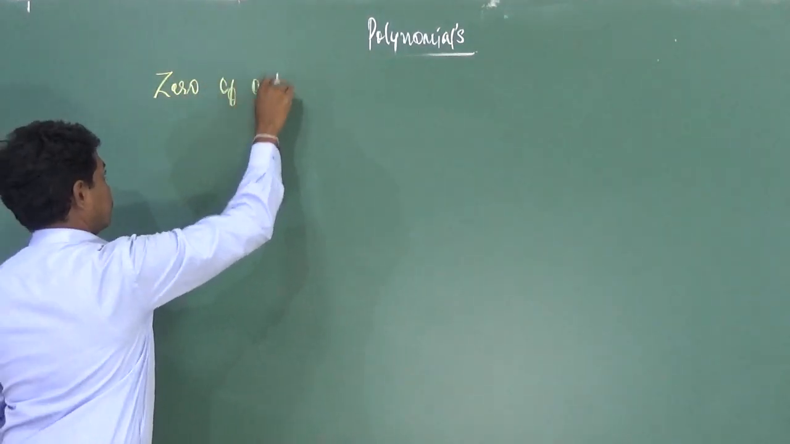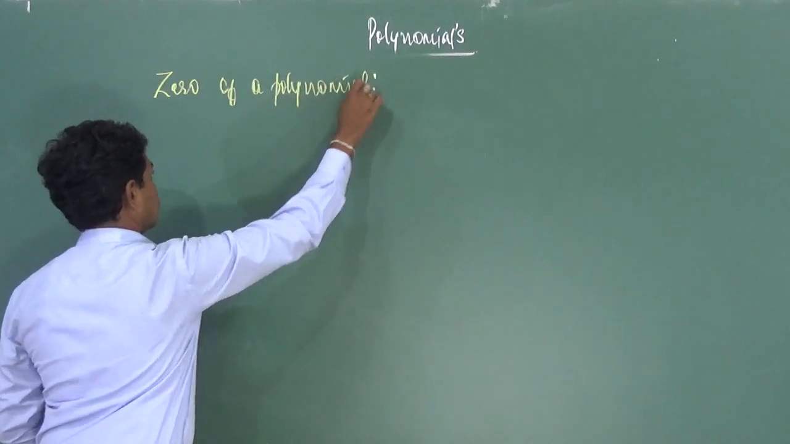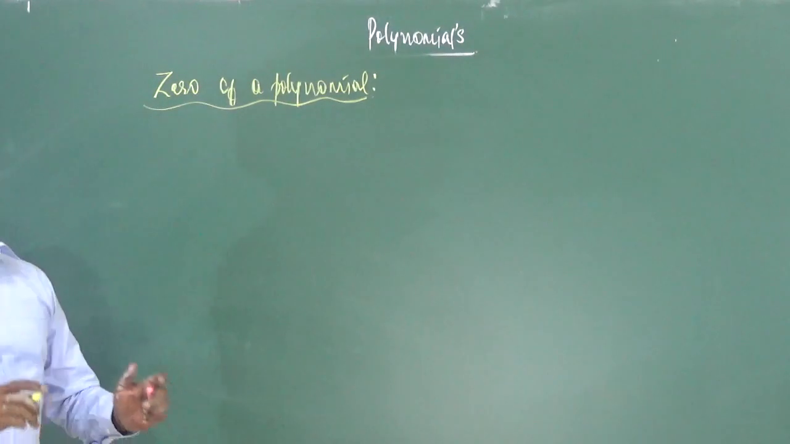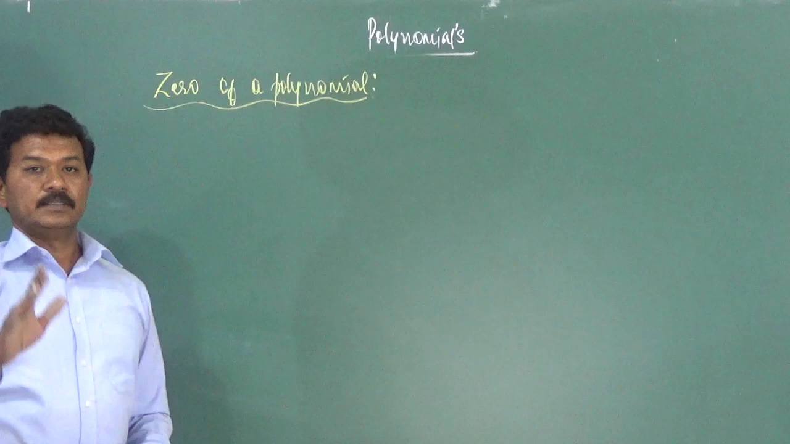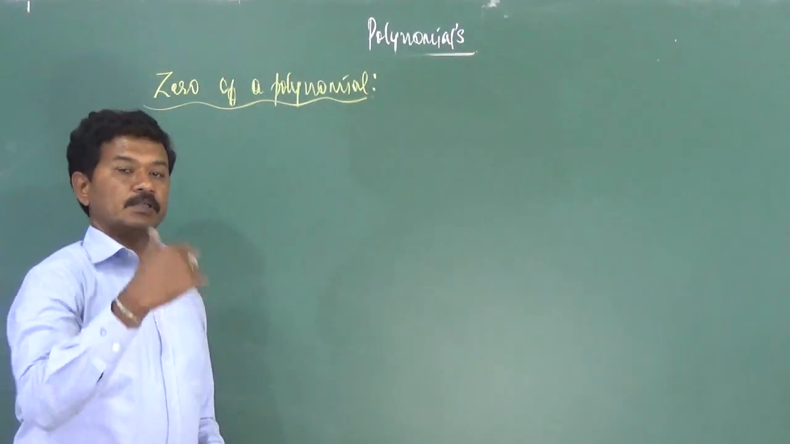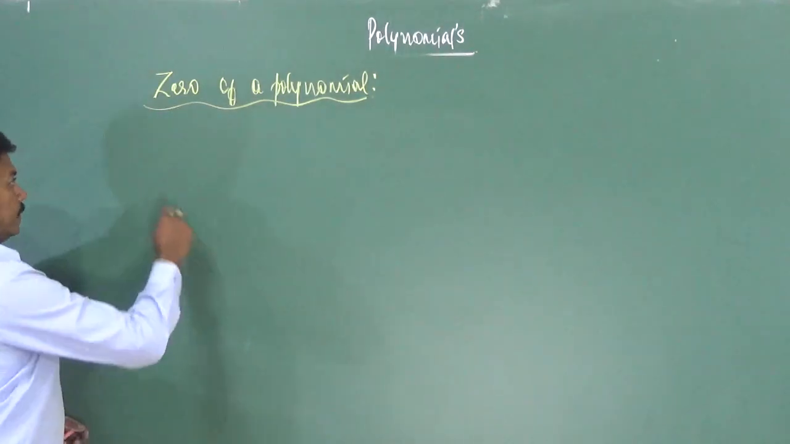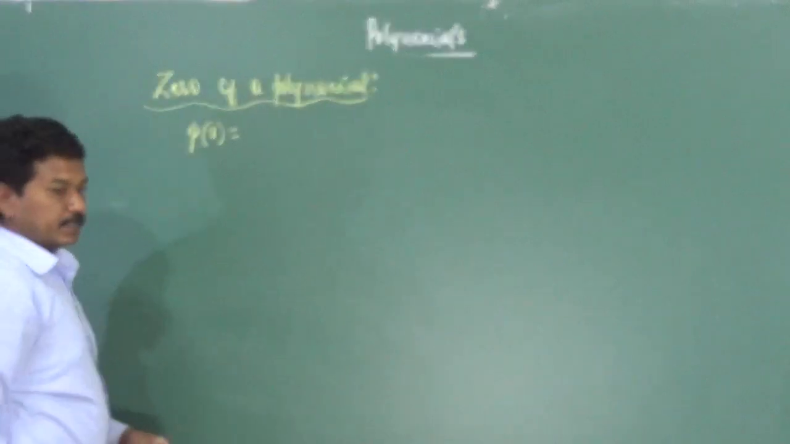...of a polynomial. It's very important. Don't forget this. This plays a very important role for the geometrical meaning of p of x. Now observe this. So p of x, let us take a polynomial here.